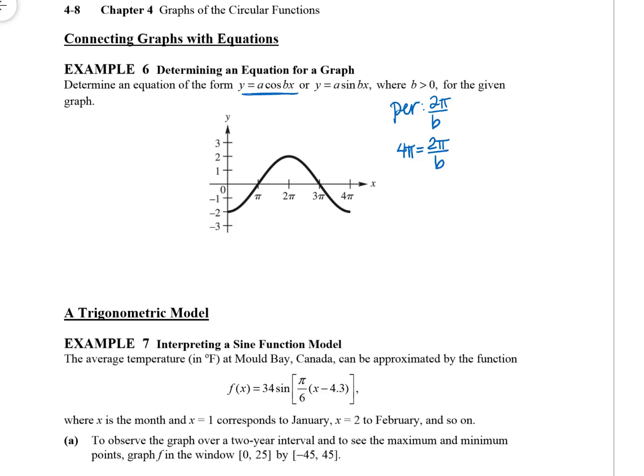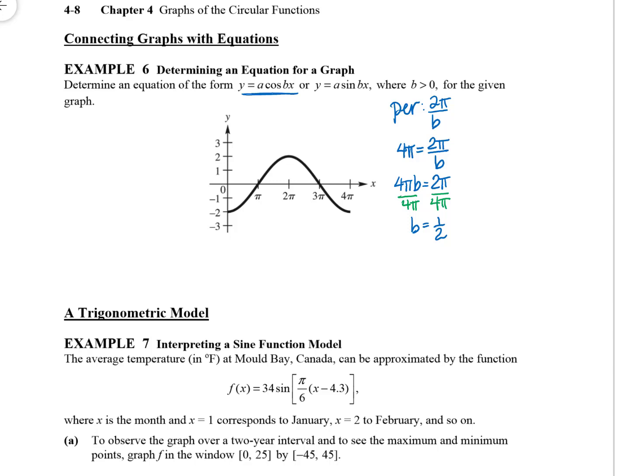I can multiply both sides by b, so we'll have 4 pi times b is equal to 2 pi, and then we can divide both sides by 4 pi, and so we have b is equal to 1/2. And then for the amplitude, well, that's halfway between the minimum and the maximum.